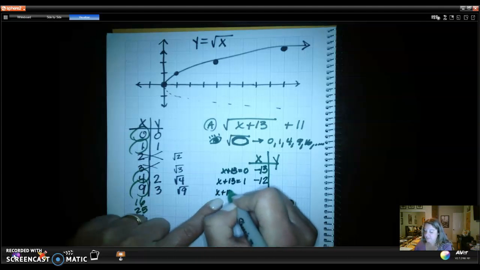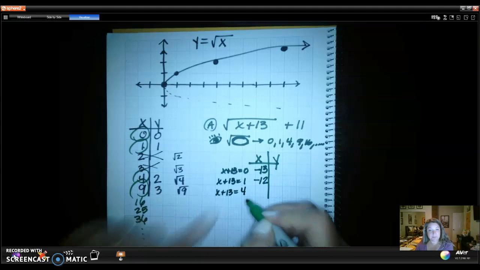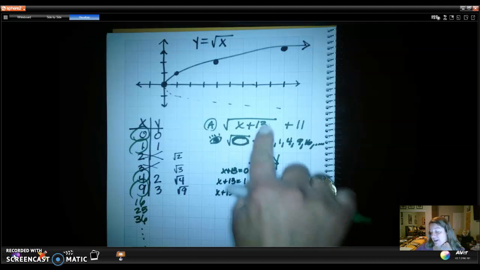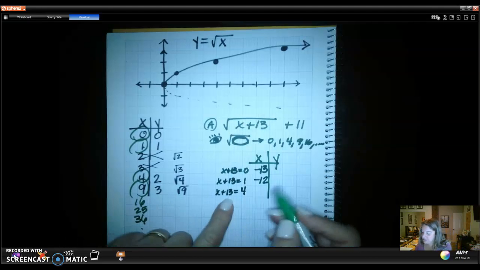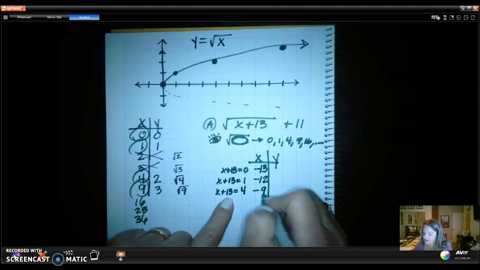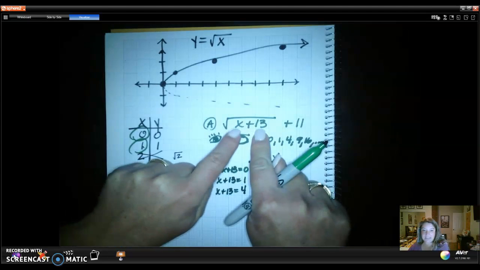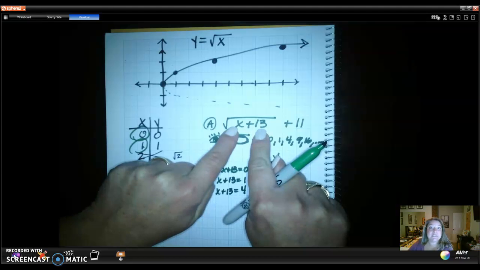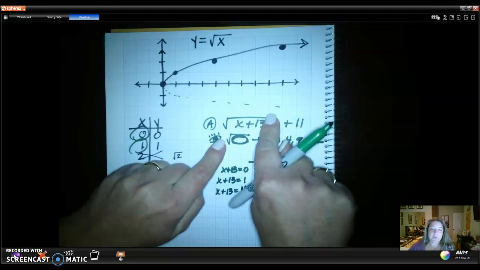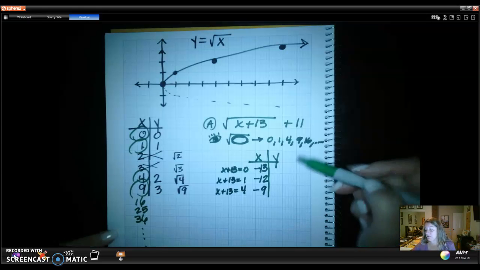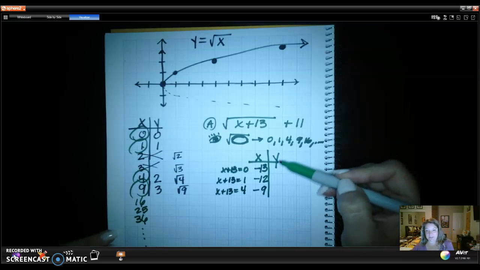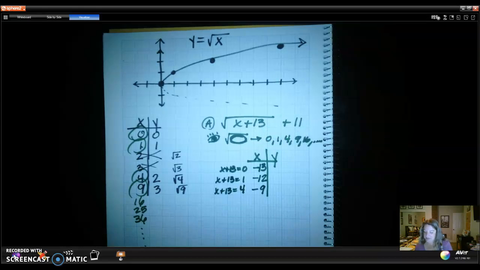Then I want the x plus 13 to equal 4, because when I do that, I can take the square root of 4. So when I do this, I get a negative 9, and if I plug it in, negative 9 plus 13 is 4, and the square root of 4 is something that I can do nicely. So that's exactly what we're going to do right now to go get the y values. We're going to plug these x numbers in.